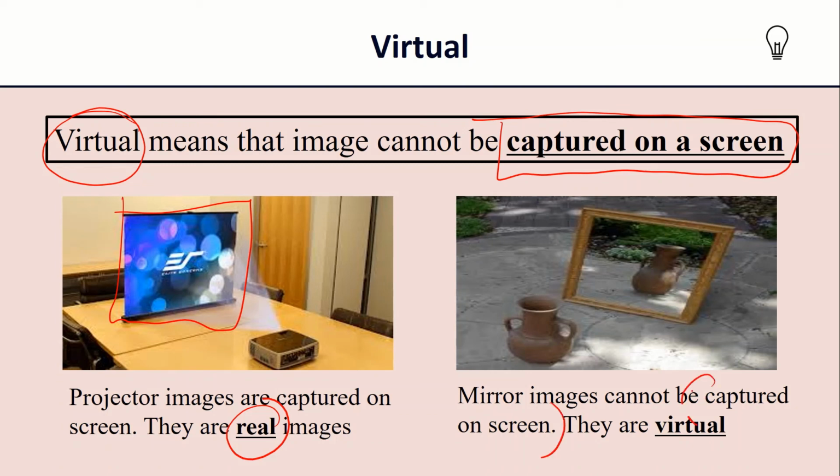What do I mean by that? You try to put a piece of paper between you and the mirror or somewhere near the mirror. You won't be able to see any image of yourself on the paper. The image in the mirror cannot be projected onto any screen or a piece of paper for that matter. So these images are what we call virtual.